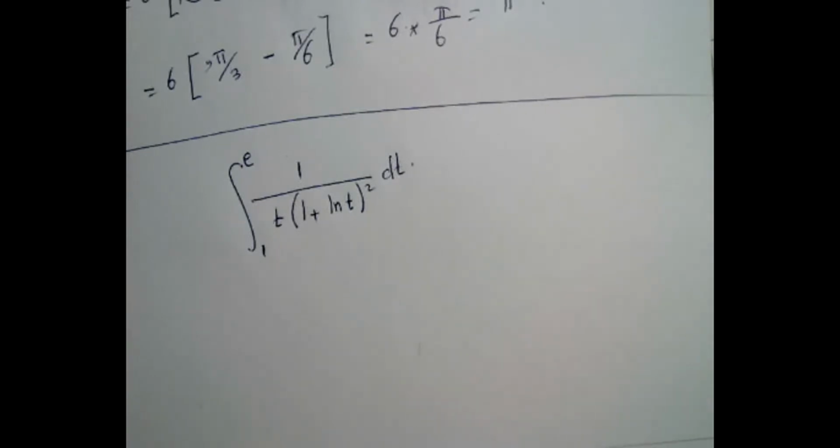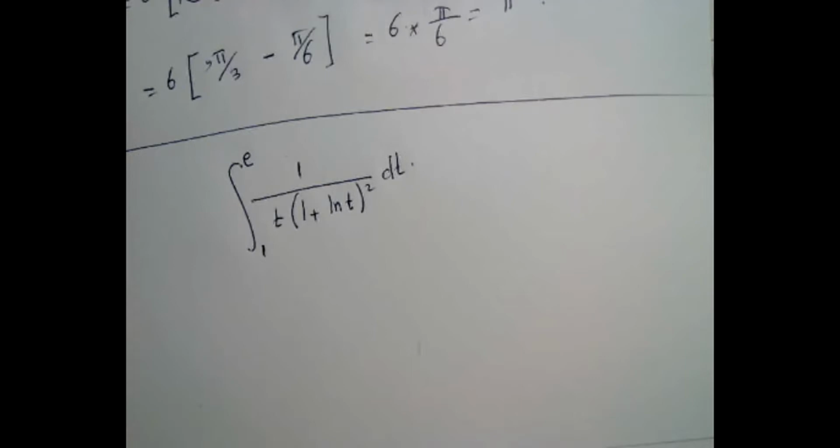I have a question. I'm listening. What would be the u? Would it be the 1 plus ln of t, or the entire denominator, t times 1 plus ln of t? What do you think? What do you guys think? What's going to be the u? I used 1 plus ln of t. Yeah, 1 plus ln of t.